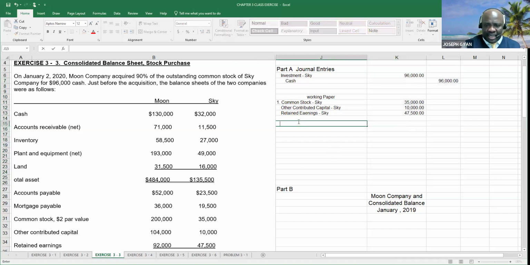Now we have to eliminate the investment again. Our investment in the Sky has to be eliminated. We invested 96,000. Then non-controlling interest has to come in, because we have less than 100% ownership, which you guys know already. Determine your implied value, which is your investment divided by your percentage, 0.90, times the percentage of the non-controlling interest, which is 10%. So how much do we have?